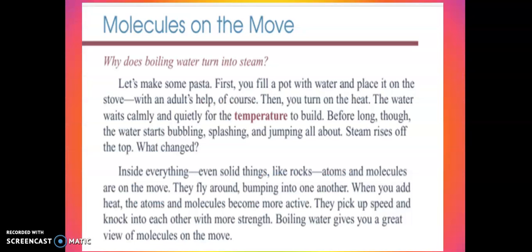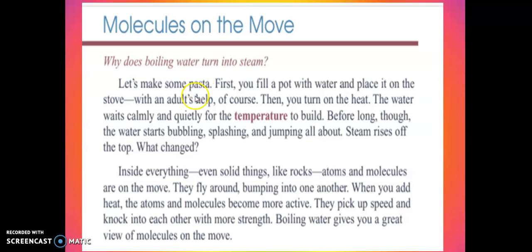The topic of today is very interesting. Molecules on the move. So we're going to start the lesson, and it's: why does boiling water turn into steam? What does steam mean? It's vapor, right? When the water is boiling, it's when the water is hot.